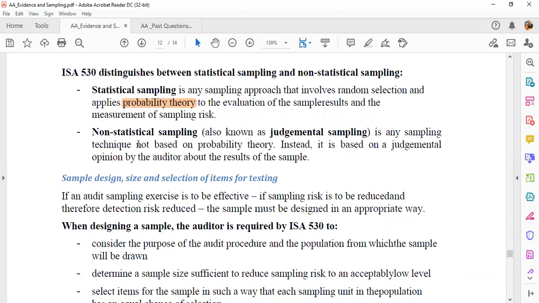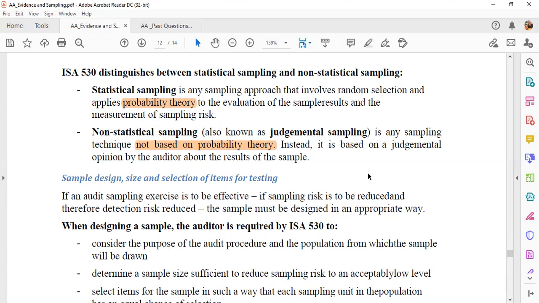Judgmental sampling does not rely on probability. When we say probability, each item of the population has an equal chance of being selected. Statistical sampling is any sampling approach that involves random selection and applies probability theory to the evaluation of the sampling result and the measurement of the sampling risk.